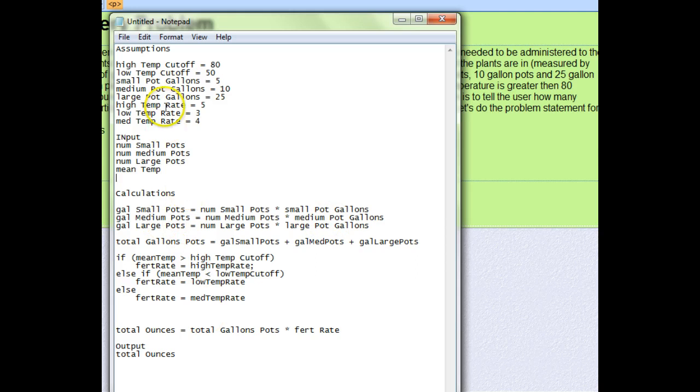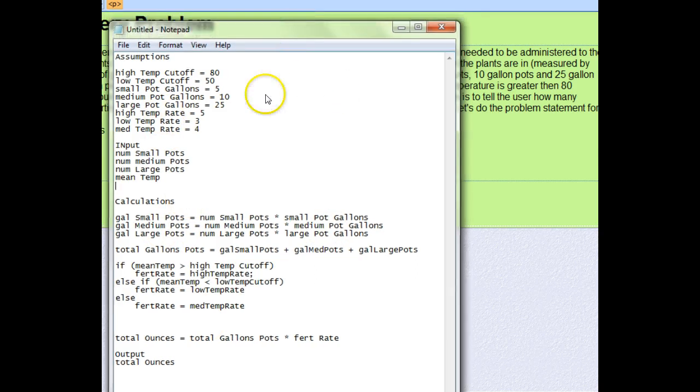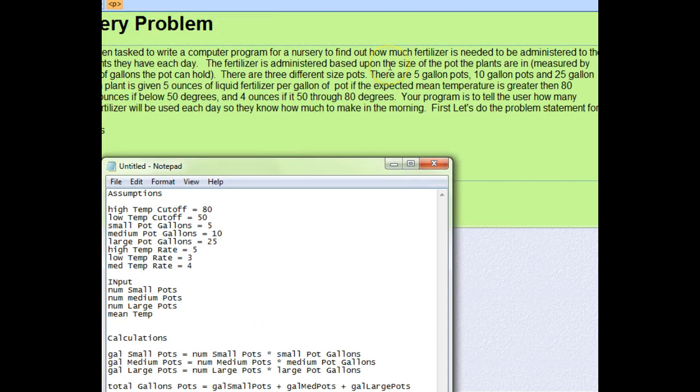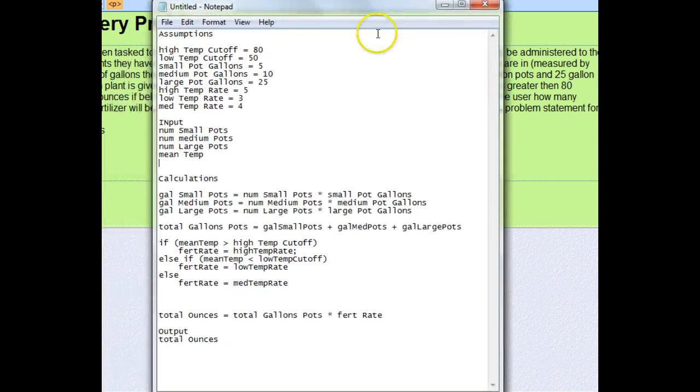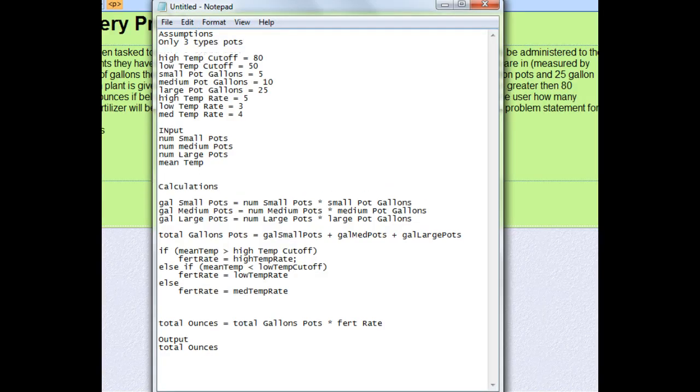So a fairly involved problem here. Lots of numbers, decisions, and math. But once you break it down using the bottom-up methodology from here to here to here to here to here, then the solution reveals itself to you. Only 3 types of pots would be something we would want to ask our user. We're assuming that's true.